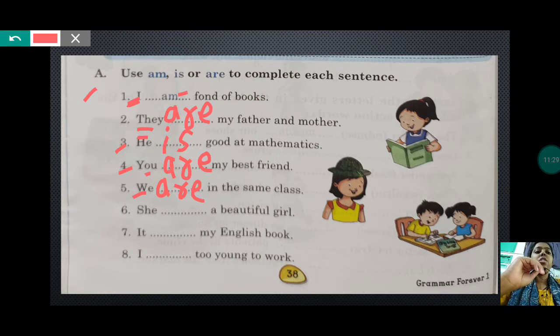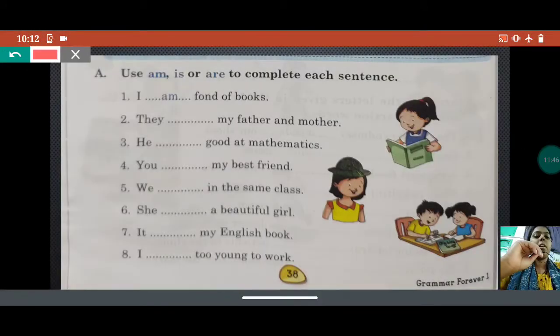Number 6, she dash a beautiful girl. Now she is used for a singular female person, so we will always use is. She is a beautiful girl. Number 7, it dash my English book. It is my English book, because whether we talk about a singular person, animal, place or thing, we always use is. Number 8, I dash too young to work. I am too young to work. I always use am.